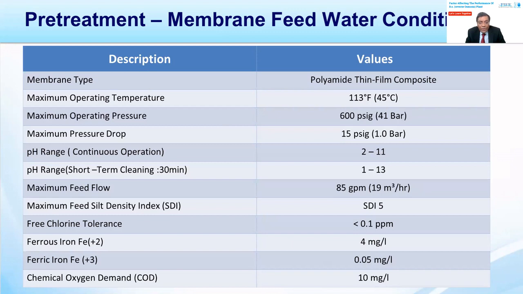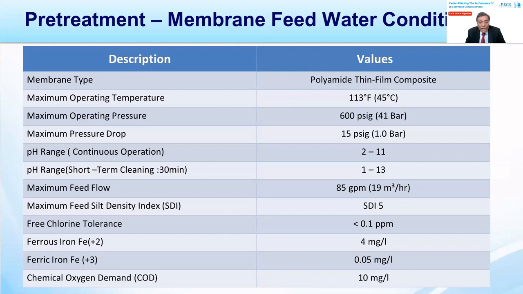And the tolerance for free chlorine is 0.1 ppm. Basically free chlorine or any oxidizing agent, it could be KMnO4, free chlorine or sodium hypochlorite, or any oxidizing agent. The tolerance limit for that is less than 0.1 ppm.